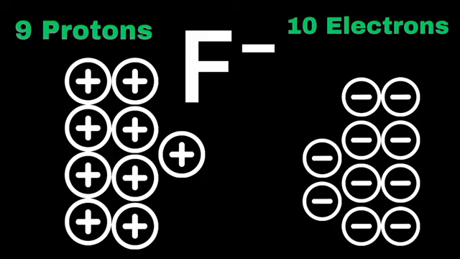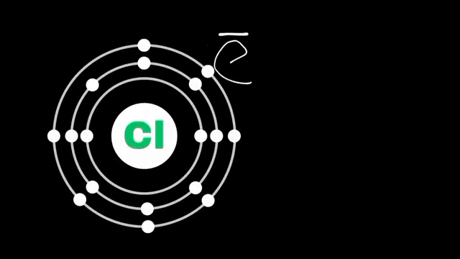On the other hand, if an atom gains electrons, it becomes a negatively charged ion. For example, chlorine atoms can gain an electron to become a Cl negative ion, Cl-.